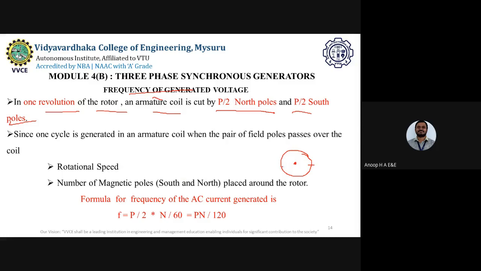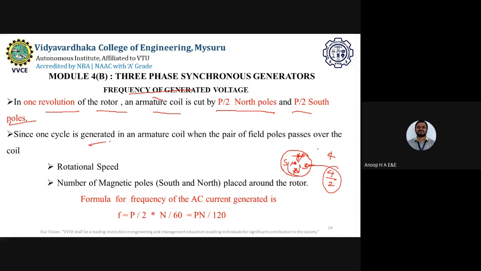As it passes, it is cut by the number of poles. When I say the number of poles is 4, it passes through two north poles and two south poles. So for the poles of a machine, 4 by 2, it passes through N, S, N, S. Okay, so something like that. It passes through two north poles and two south poles.